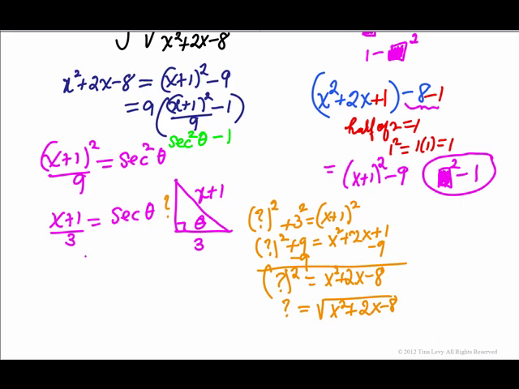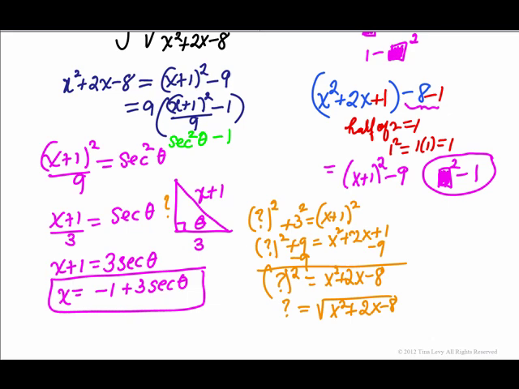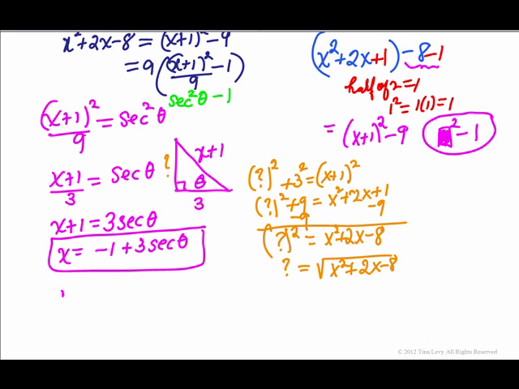Now, going back here, I'm going to now solve for x, because we want dx from that. So I get that x plus 1 is 3 secant theta. So now I just subtract 1, and I get x is negative 1 plus 3 secant theta. Now that's important, because now I'm going to have what dx is. Dx is the derivative of negative 1, which is 0, and the derivative of 3 secant theta is 3 secant theta tangent theta d theta. So it's going to be important. I'm going to use these in that substitution.